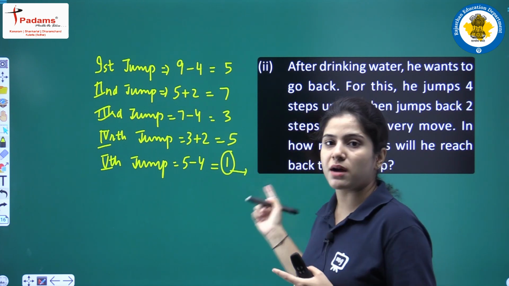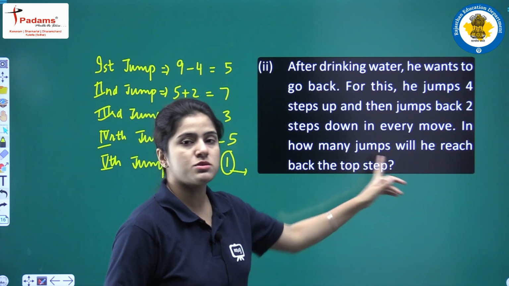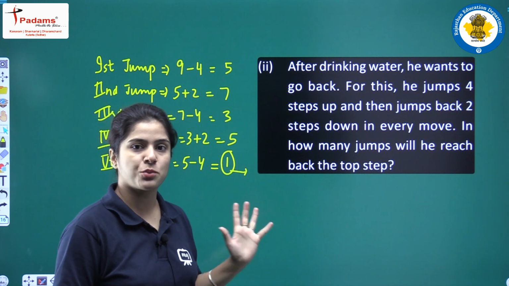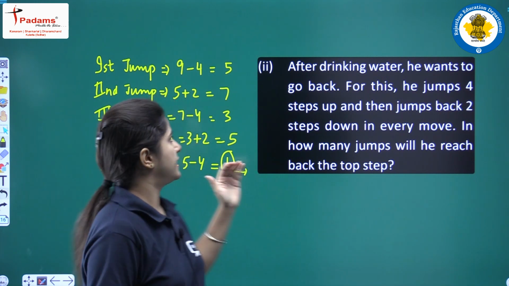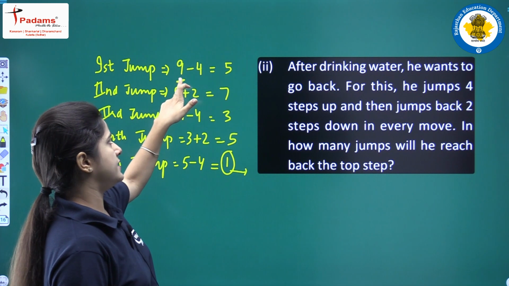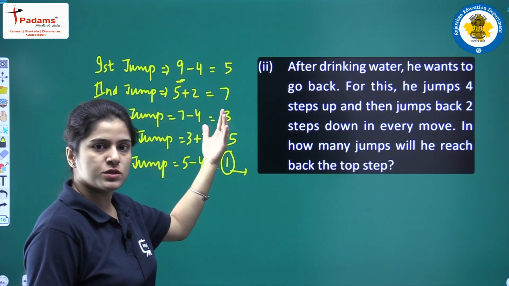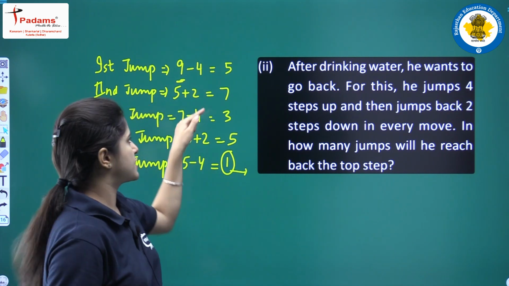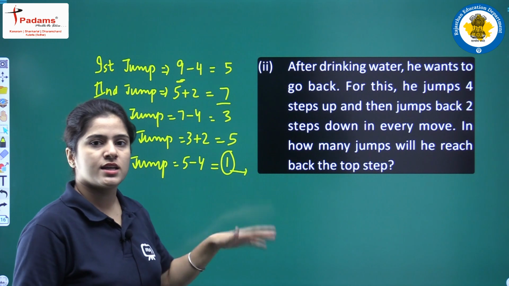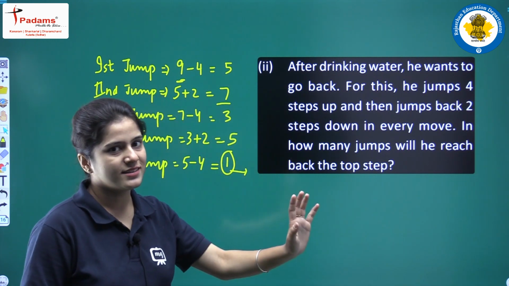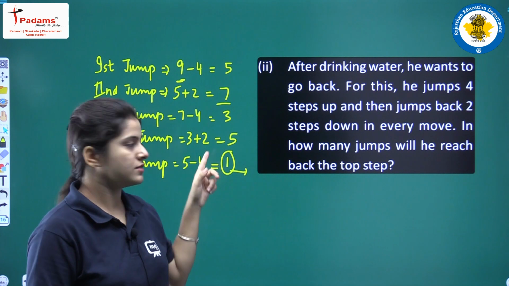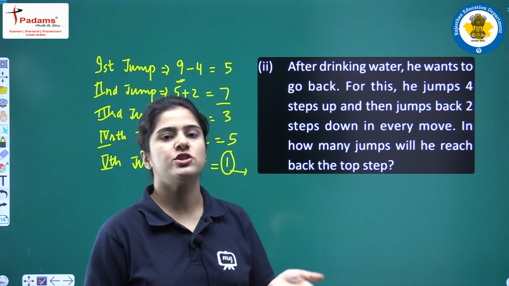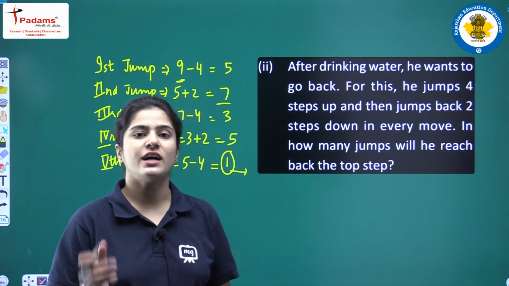Now after 5 jumps, okay, you are on the first step. This is what the question is demanding from you now. In how many jumps will he reach the top step? In 5th jump he is on the first step. So this is what the question is all about. In the first jump he is on the 9th step, he is stepping up by 4 steps, he is on the 5th step now. Now he is jumping down by 2 steps, so he is on the 7th step. Jumping up by 4 steps, he is on the 3rd step, then again jumping down 5th step, and then 1. Okay, so in total 5 jumps he will reach the topmost step. Okay, so let's do the next part.